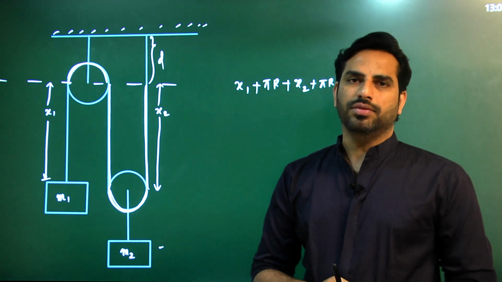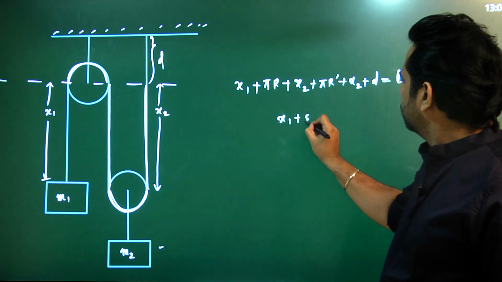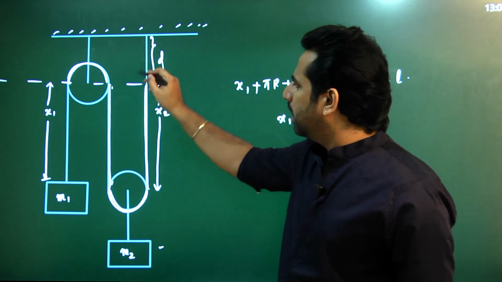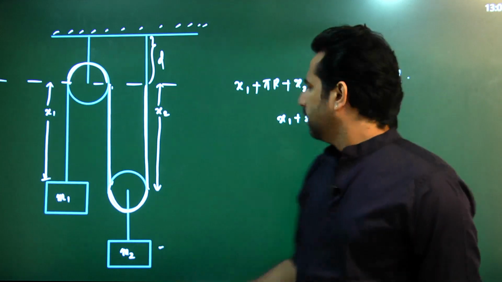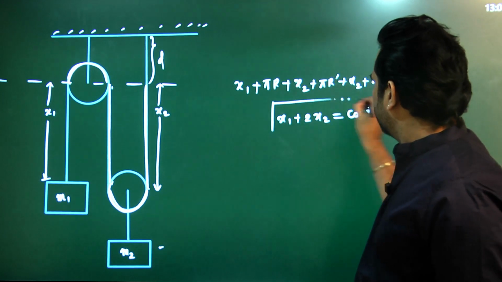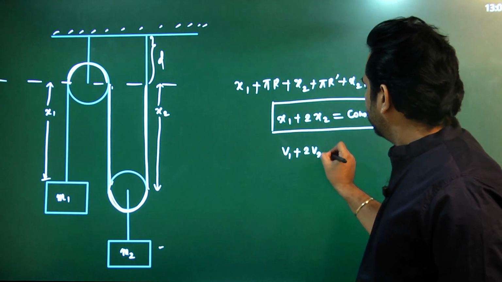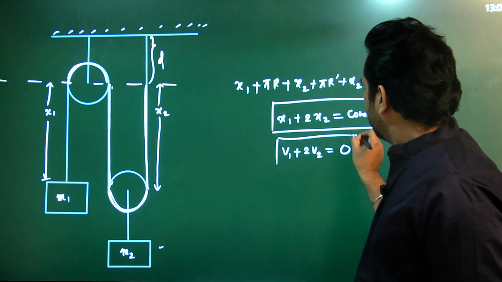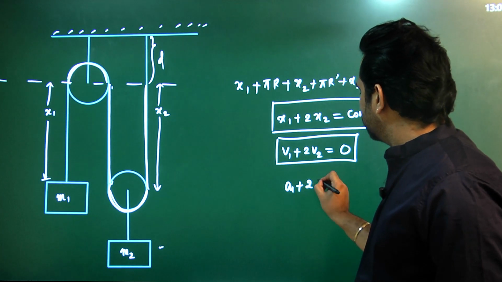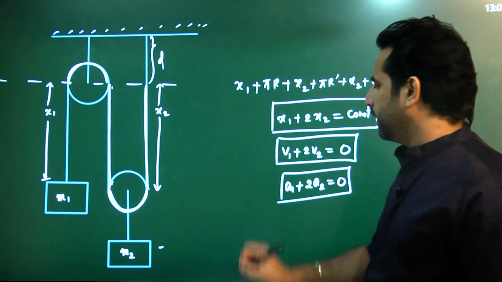Every time you don't have to take pi r dash and all, directly we can get the relation between x1 and x2. So the relation is x1 plus 2 times of x2, and all other things are anyways remaining constant, which will be equal to constant. This is the constraint equation. Now differentiating this, we get v1 plus 2v2 is equal to 0, and differentiating again we get a1 plus 2a2 is equal to 0, a1 is equal to minus 2a2.